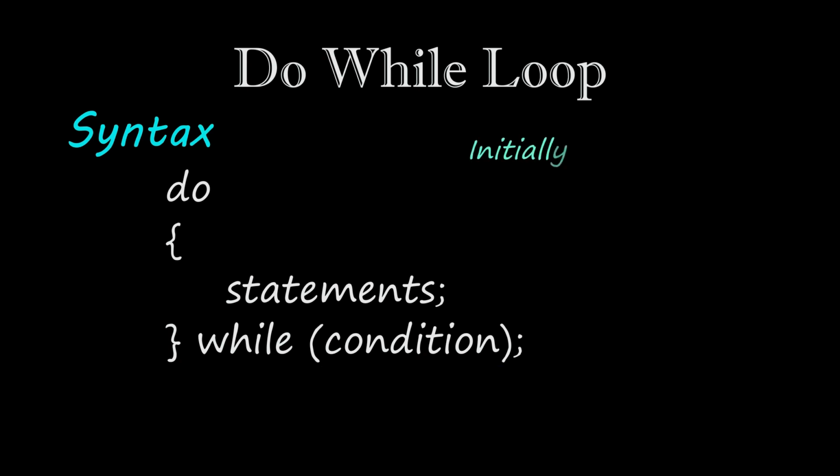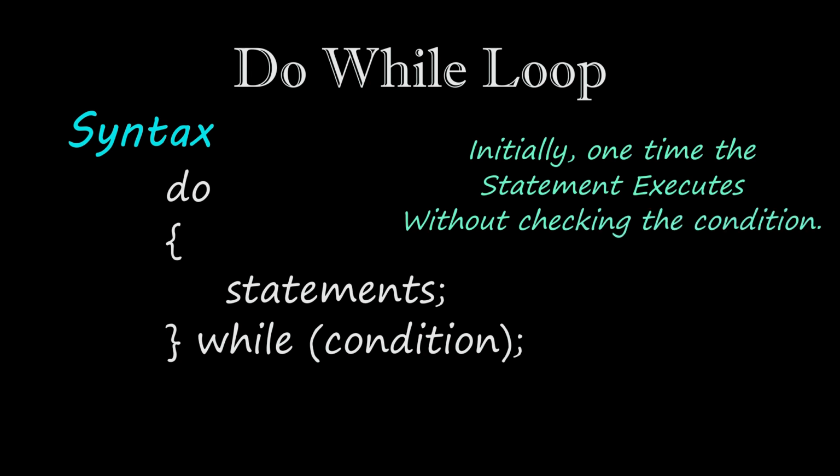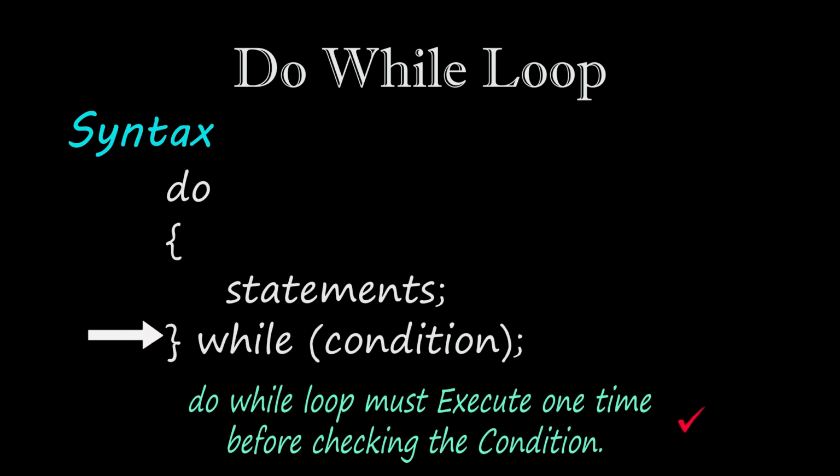In a do-while loop, initially, one time the statement executes without checking the condition. After the statement is executed, the condition is checked. So, a do-while loop must execute one time before checking the condition. This is the main difference between a while loop and a do-while loop. When the condition becomes false, then it gets out of the loop.